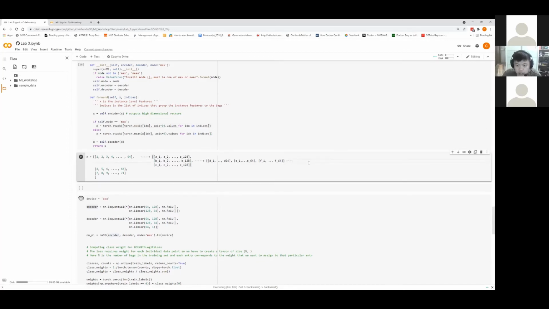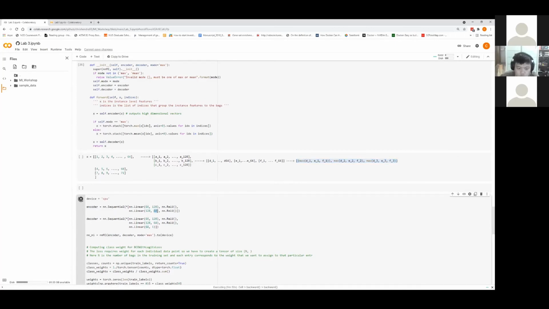So if we take max for this particular bag, we're going to end up with this representation: max of D1, E1, F1, max of D2, E2, F2, and max of D3, E3, and F3. Okay, got it. So now this will have a fixed size, in general 64 dimensions, from each instance. Then in this block, we summarize them, and only then do we pass them through the decoder. So this decoder takes in the bag representation and outputs a probability.